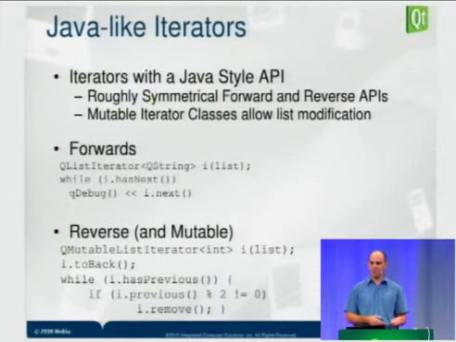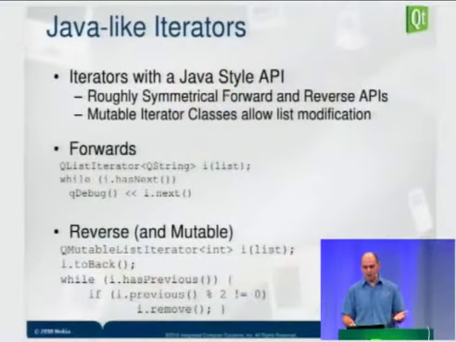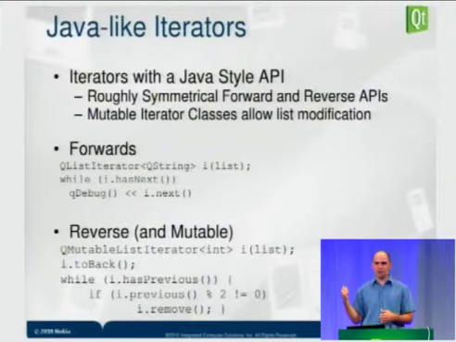So in Java, you have iterators, which are effectively const, and then you have mutable iterators that will allow you to actually manipulate the list without destroying iterators. So here's an example of going backwards through a list and removing every other item. And this will not destroy the iterator.